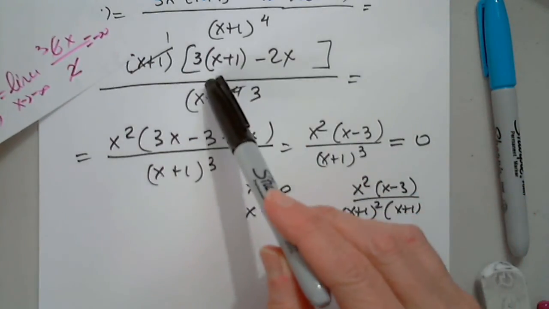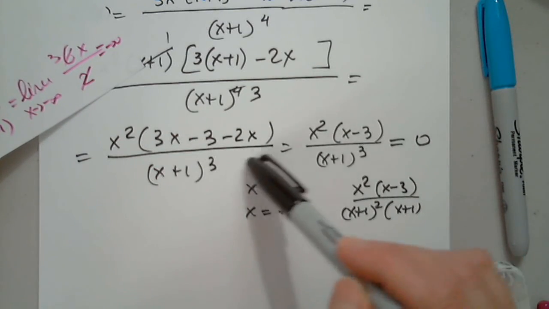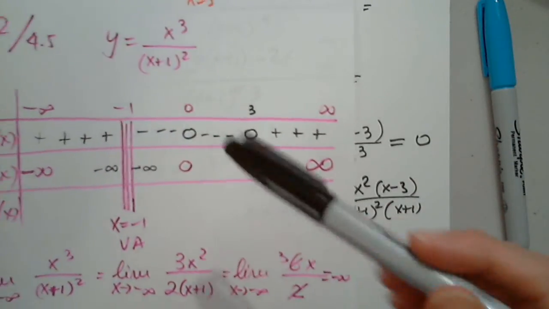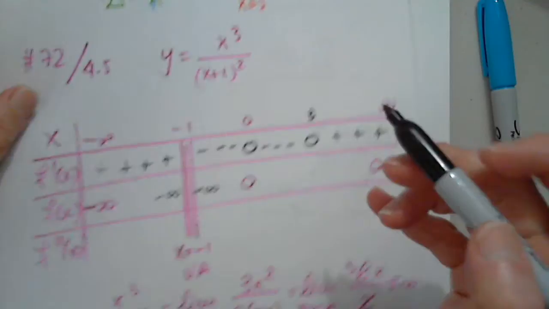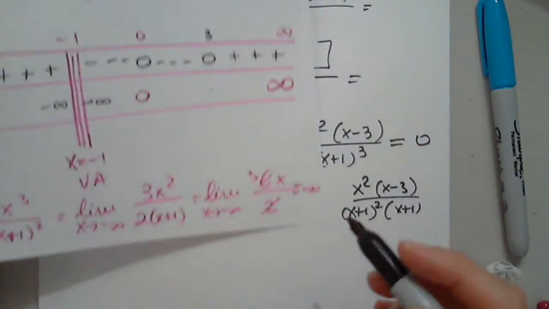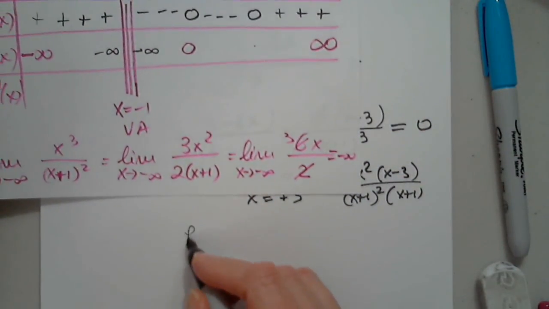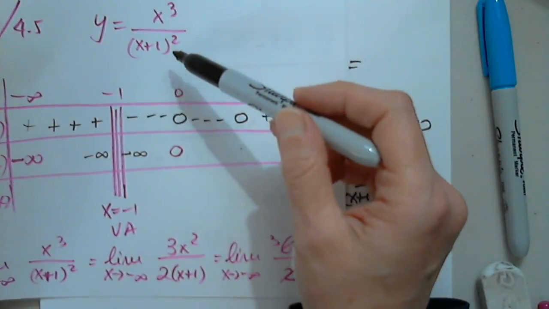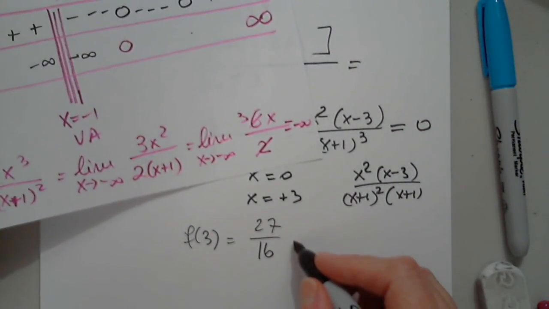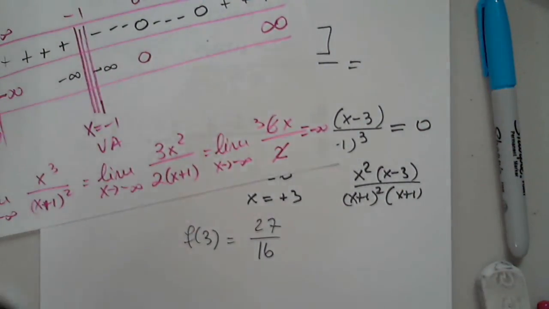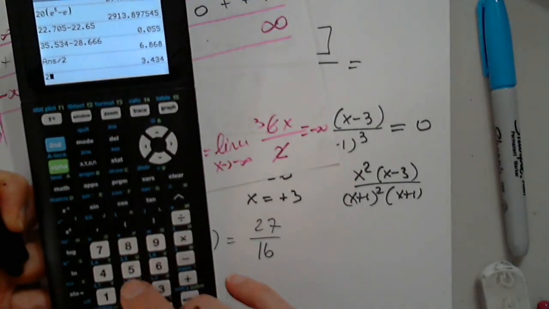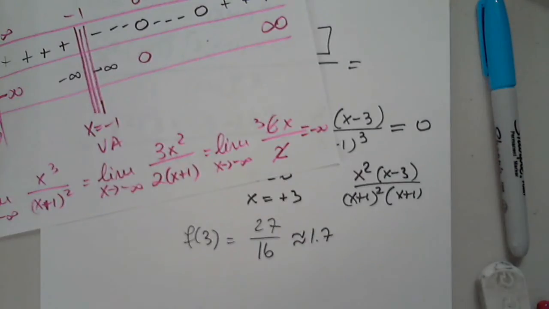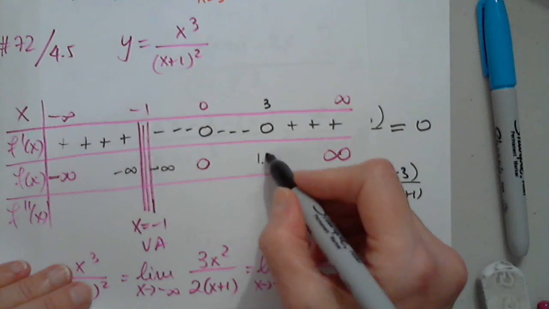I'm thinking for a second. I don't like this thing. So let me also plug in 3 here. So when I plug in 3, what do I get? 27. I need this value. So f of 3 is 27 over 3 plus 1, which is 4. 4 squared is 16. My calculator, I just need to see what this is. 1 point what? Approximately 1.7. Because I need it in the table.